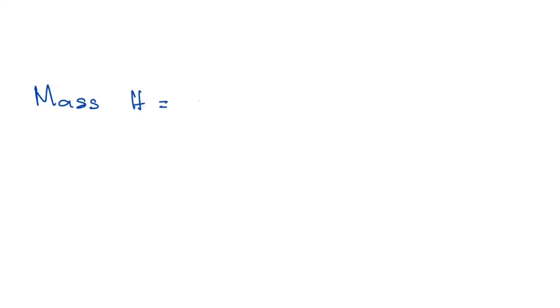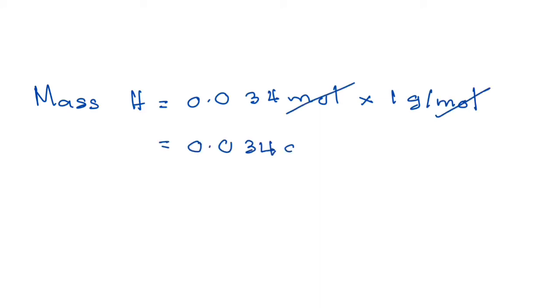And now we can determine the mass of hydrogen by multiplying the number of mole hydrogen with the molar mass. The mass of hydrogen is 0.034 gram. Don't forget to insert the value into the table that you tabulated previously.